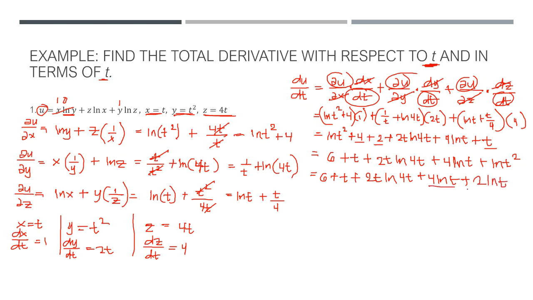Now we can combine this already. 4 plus 2, that is 6. So this would become 6 plus t plus 2t ln 40 plus 6 ln t. So we cannot simplify this any further, so this is now our final answer.